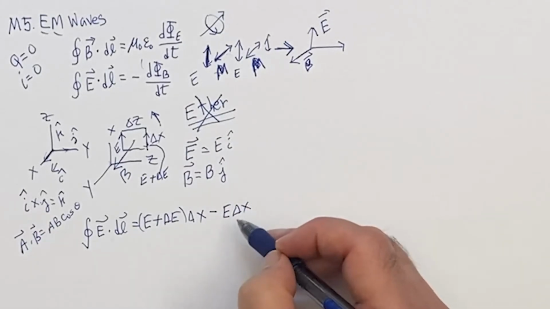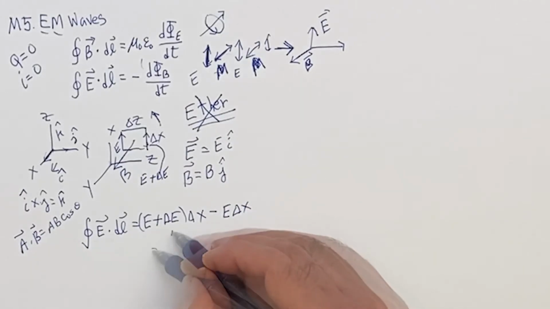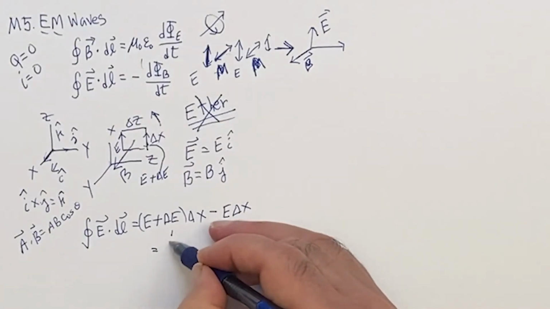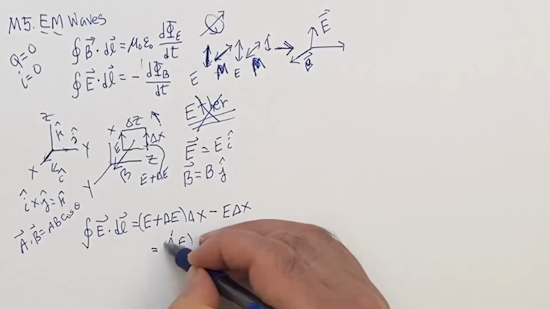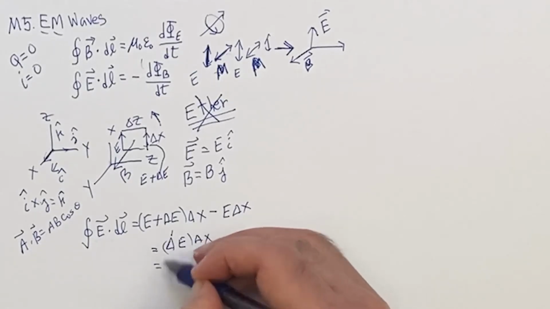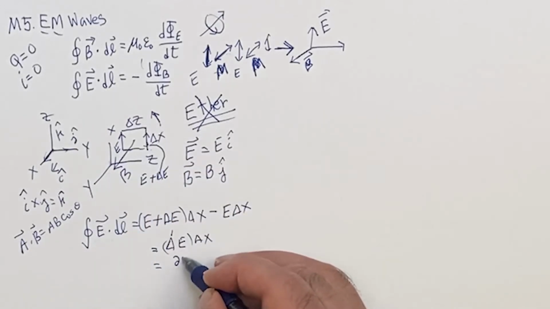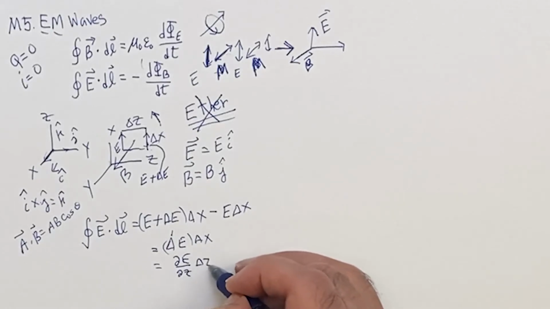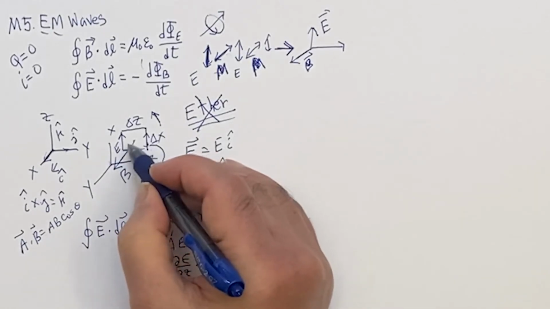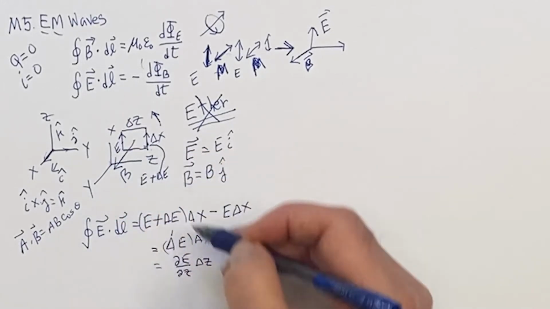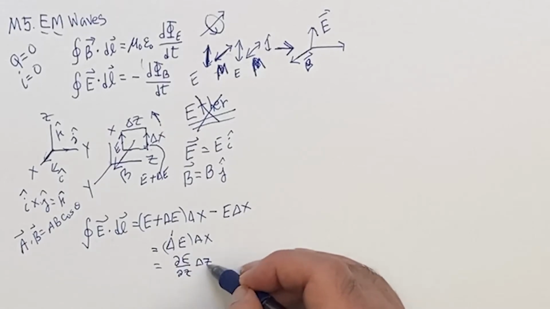Okay, so when I look at this, I get some cancellation going on. I'm going to get here just the delta E times the delta x. And that delta E, that's moving along the z direction, so we can look at that as a partial of E with respect to z times a delta z. All right, because you have a function here, go delta z down the road, then the derivative with respect to z times delta z gives you that delta E.